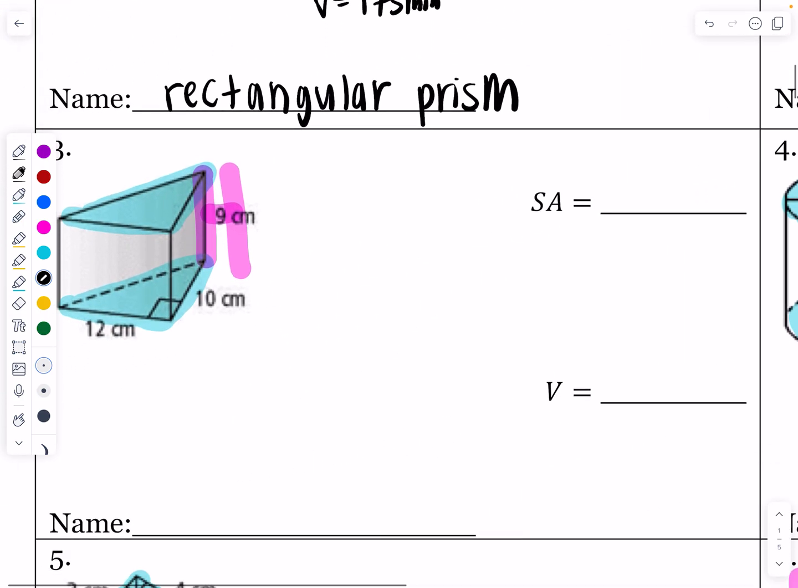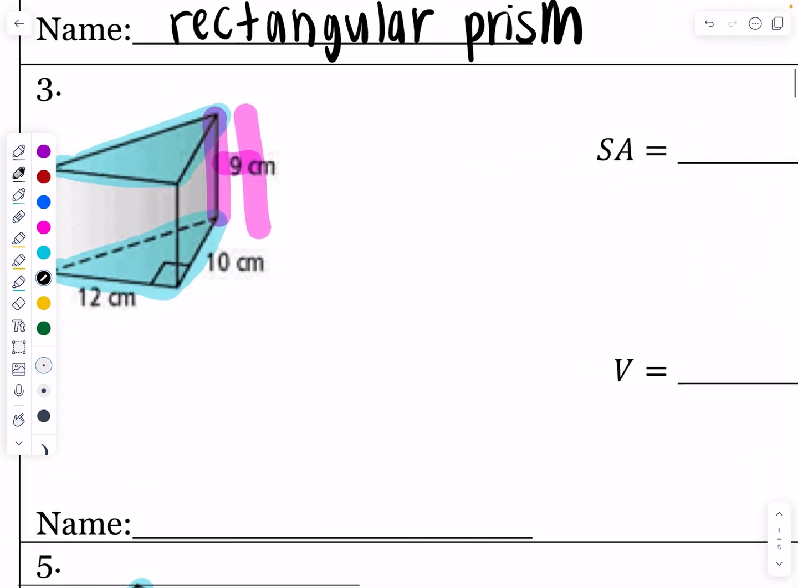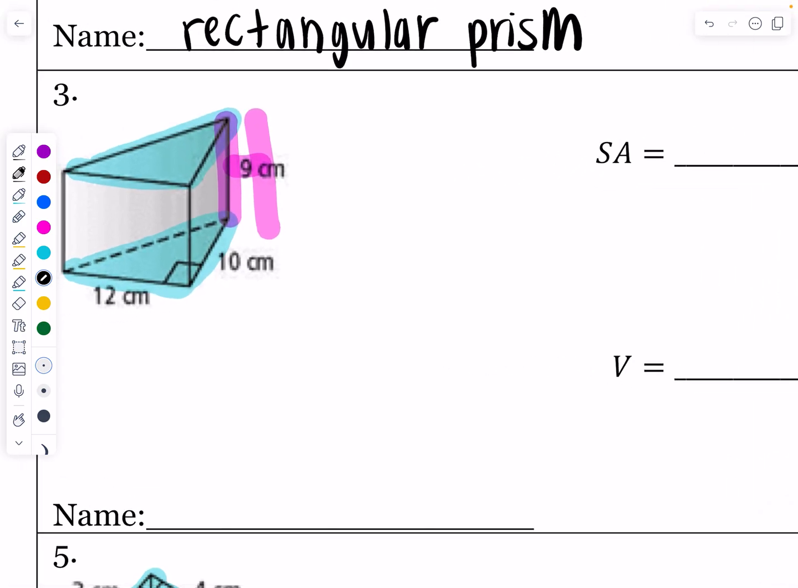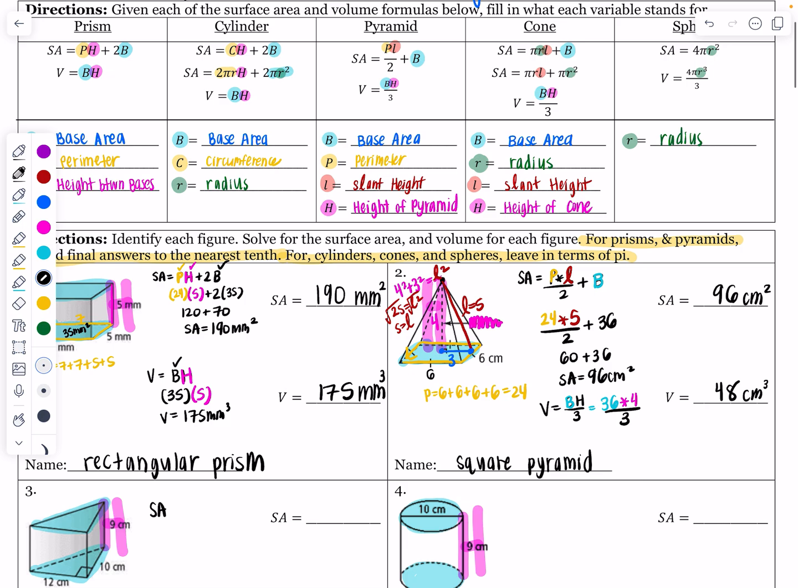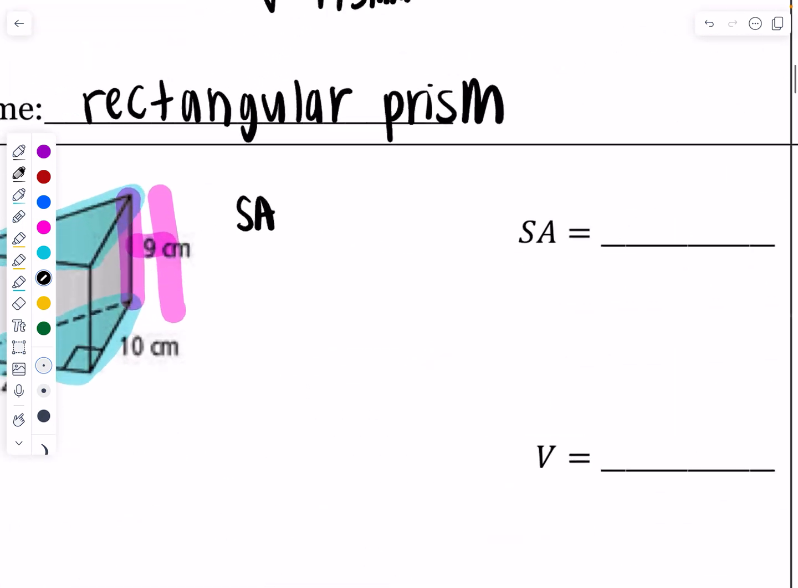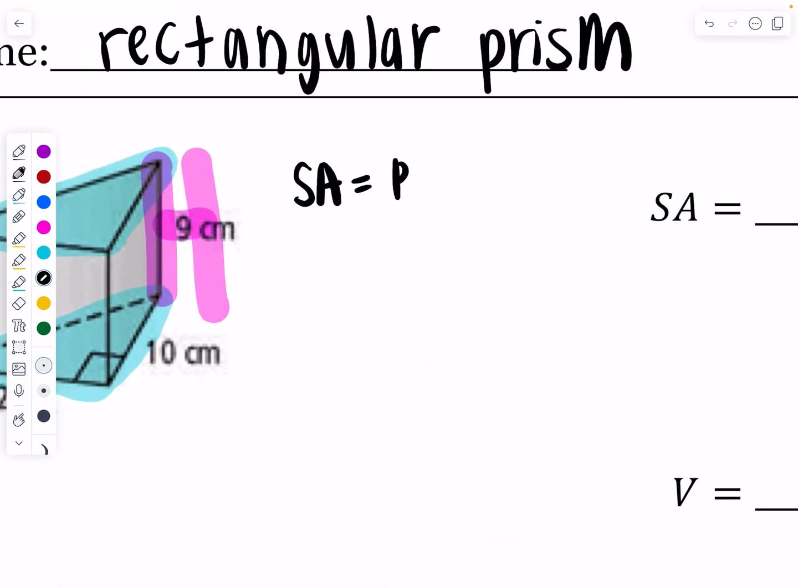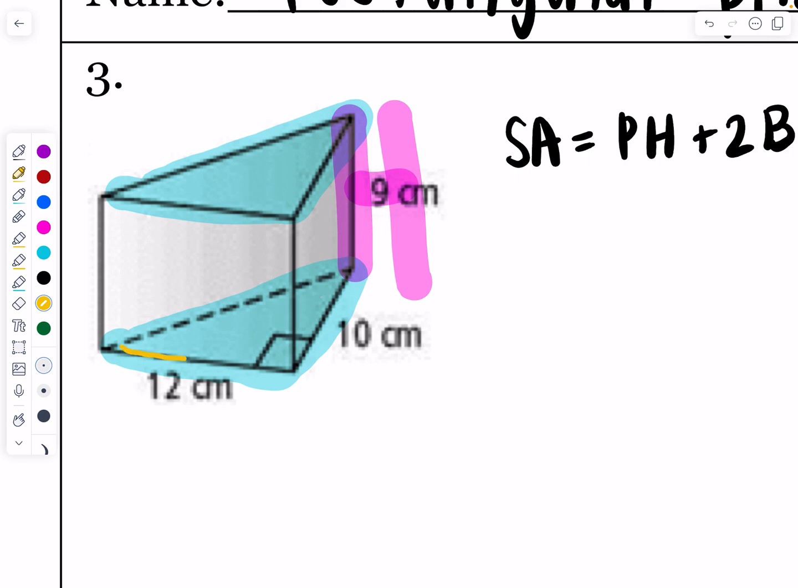So let's go to our next problem. This is going to be a prism because it does have 2 bases. We name it by its base, so it is going to be a triangular prism. That is going to help me get the correct formulas. So what is my surface area formula for a triangular prism? Surface area formula for a prism is PH plus 2B. So we're going to copy that down and use this like a checklist. PH plus 2B. So again, just like before, P stands for perimeter. So I'm going to add together the 3 pieces in this triangle of this perimeter.